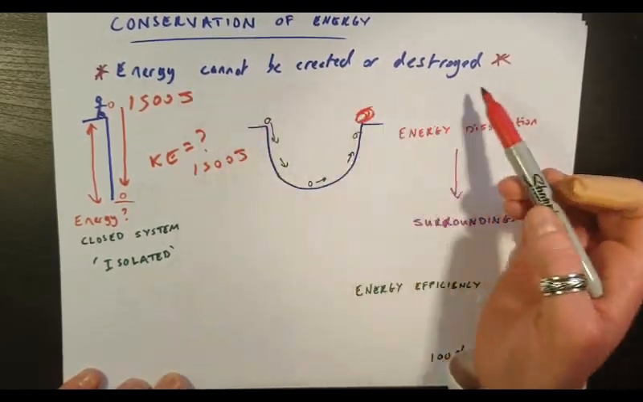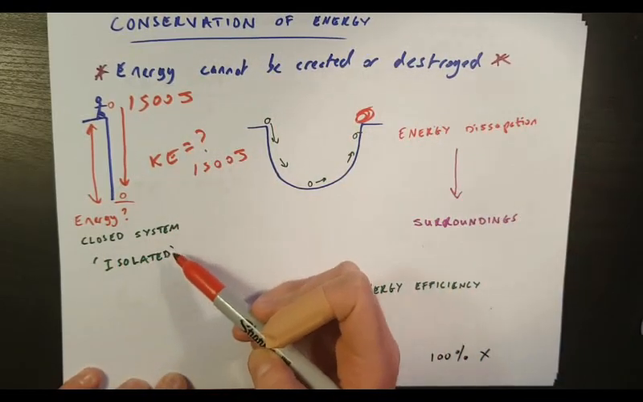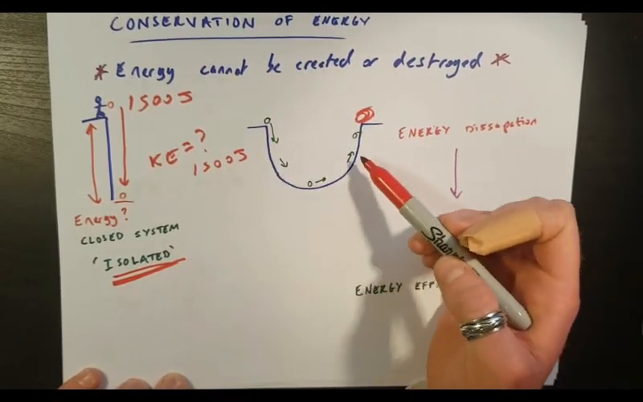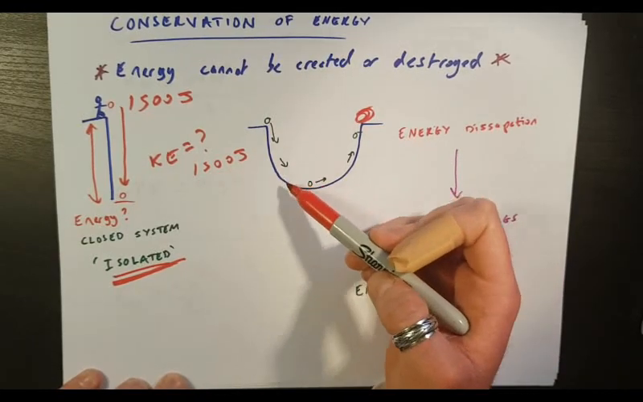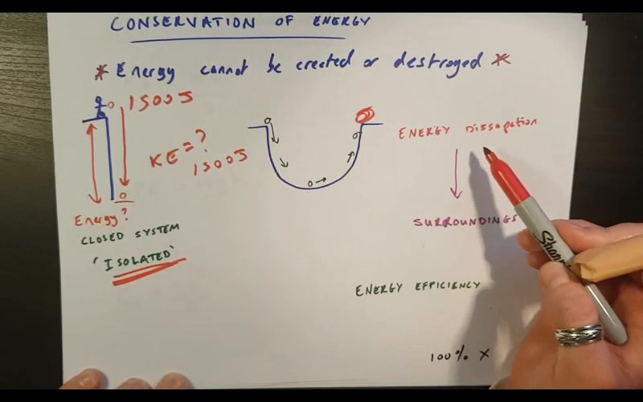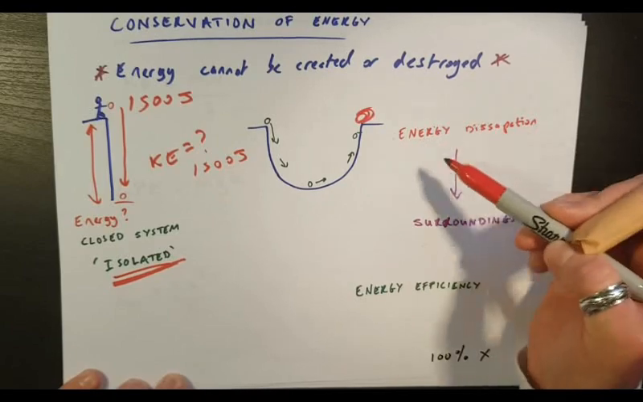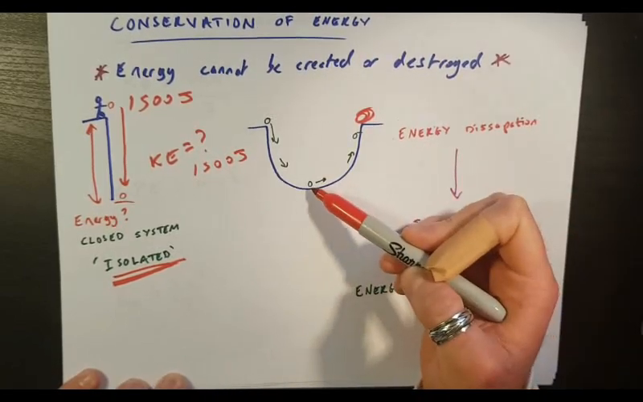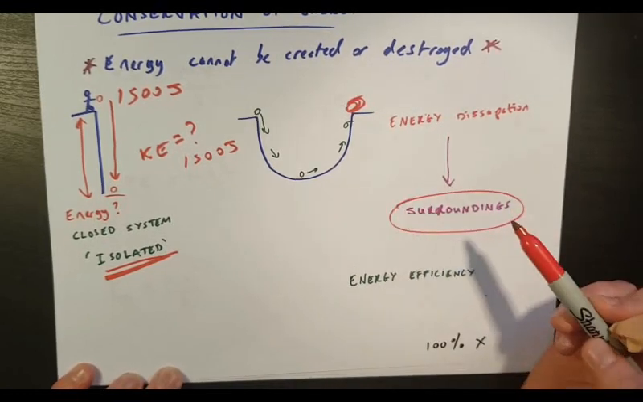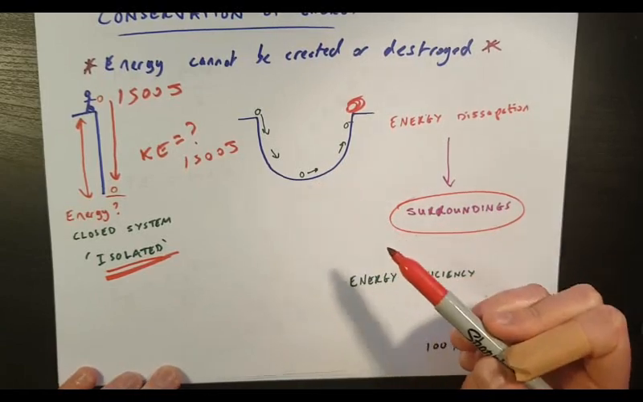Because for this law to work, it must be a closed system, or what we would call an isolated system. This would not be a closed system because the ball is interacting with its surroundings. So what we get is energy dissipation. We are not breaking this law. The law still holds, but there is some energy being dissipated from the ball to the surroundings. You must use that terminology, surroundings. So this would not be an isolated system. It's not a closed system.